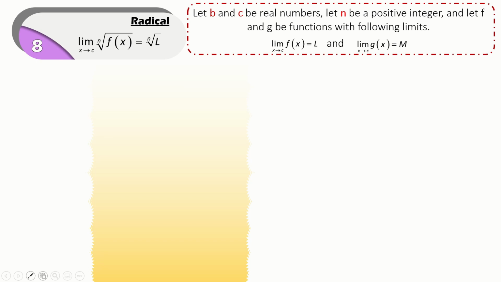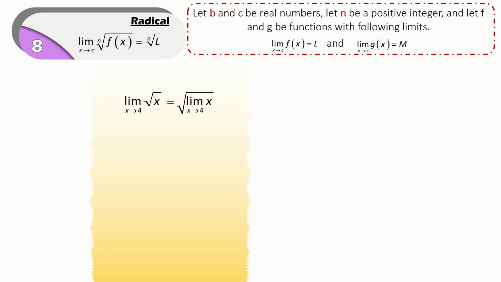To understand it more, let's do this example. What's the limit of the square root of x as x approaches 4? By applying the radical property, it becomes the square root of the limit of x as x approaches 4. By using this property, it allows us to take the limit of the function inside of the radical before performing the root. In this example, x is the function inside of the radical.